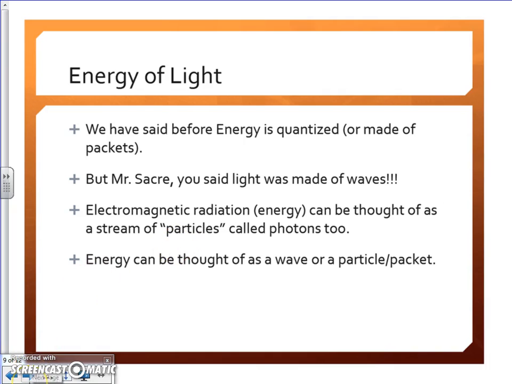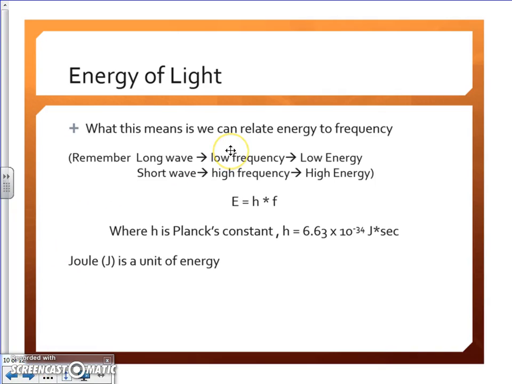We can think of this as a stream of particles or photons. And because of that, we can relate this energy to the frequency that we just solved for before. So what's the name of this equation? Like Planck's, it has a fancy name. It includes Planck's constant, which is h.